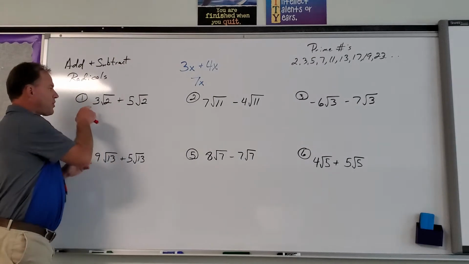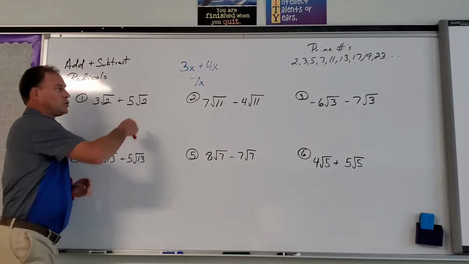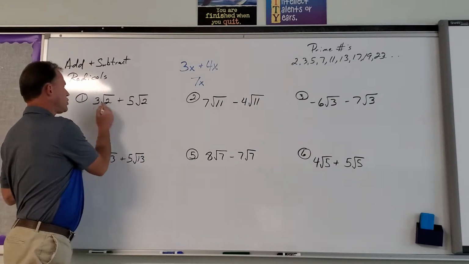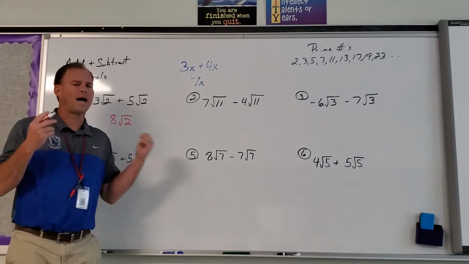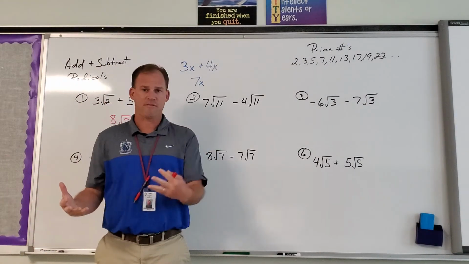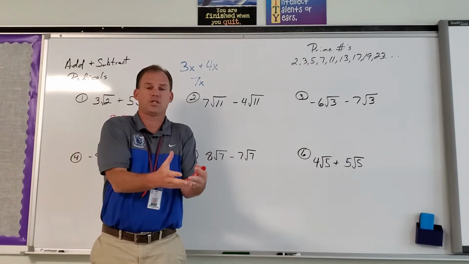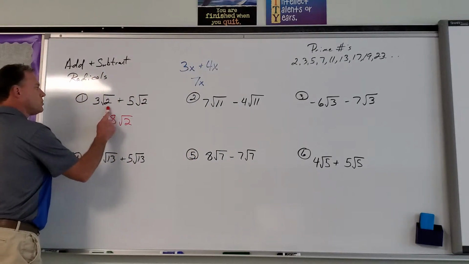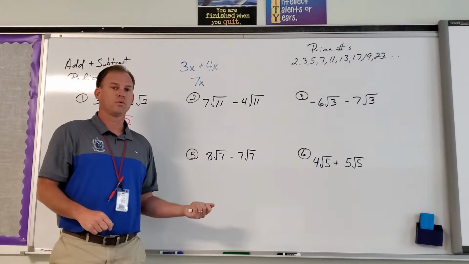So if I have 3 square root of 2 plus 5 square root of 2, then I simply add the numbers in front of the radicals because it's 3 plus 5, so that would be 8 root 2. Why did the root 2 not change? Because if I have 3 apples and I add 5 apples, I have 8 apples. When I'm adding and subtracting, it didn't change the apples, they're still apples. So just like here, if I have 3 root 2s and 5 root 2s, when I add them together, I have 8 root 2.